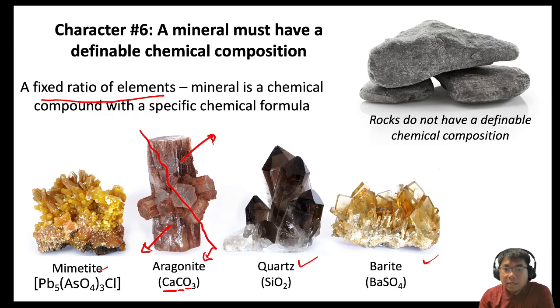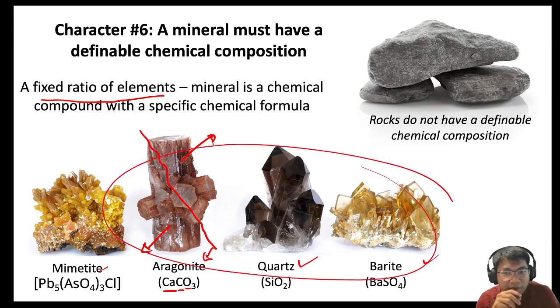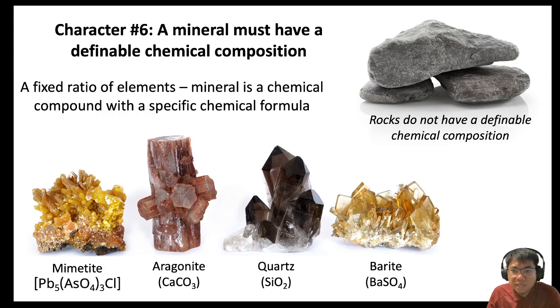So this is a characteristic of a mineral, and it would be very different with rocks, for example. Rocks do not have a definable chemical composition. This part of the rock may have a slightly different composition from that part of the rock. So therefore, of course, a rock is not a mineral.